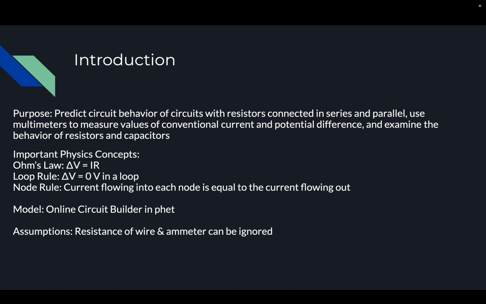So the important physics concepts: Ohm's law, which is change in potential difference is equal to current times resistance. Then the loop rule, which says that in a loop the net potential difference is zero. And then the node rule, the current flowing into each node is equal to the current flowing out.